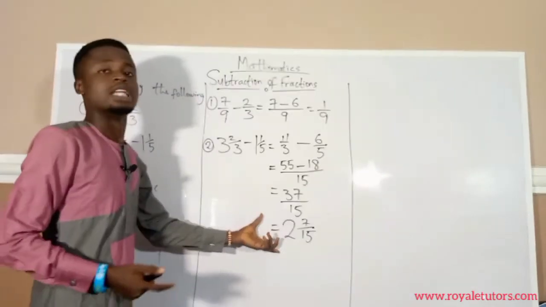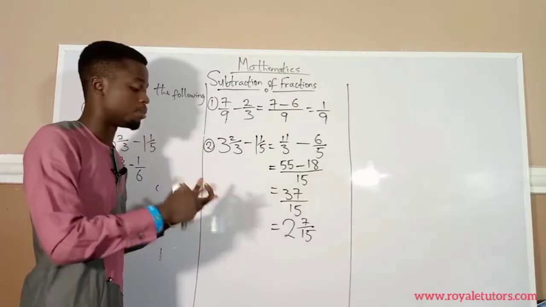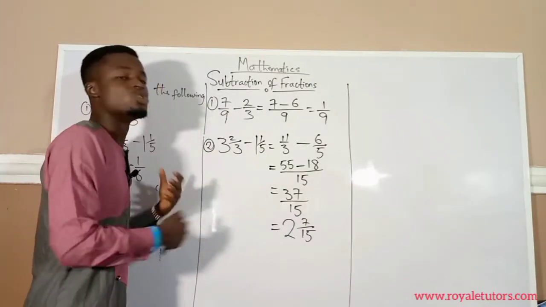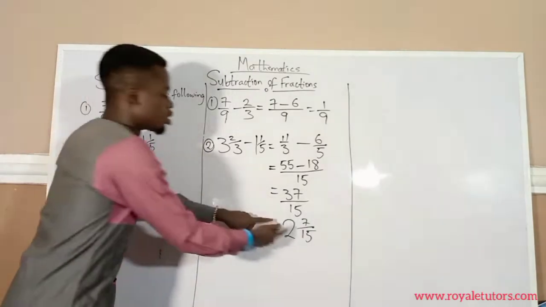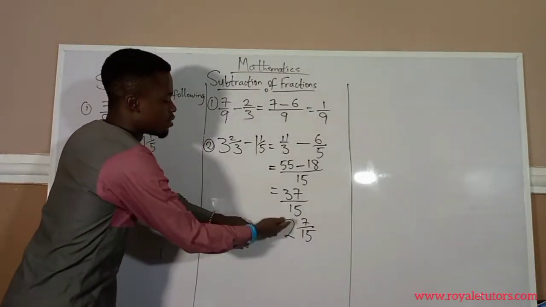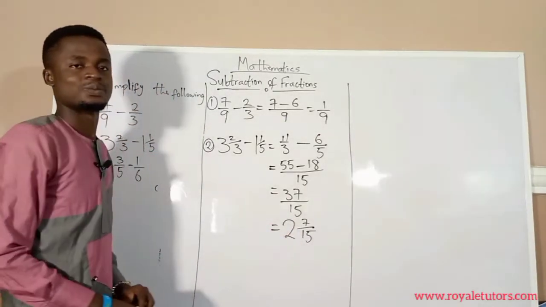There is a video that we did, the first video on fractions, where we talked about improper fraction, proper fraction, and mixed fraction. We mentioned how to change improper fraction to mixed and how to change mixed to improper. So you just find how many 15s can you see in 37? 2. Then what is the remainder? 7 over 15. Then that is all.